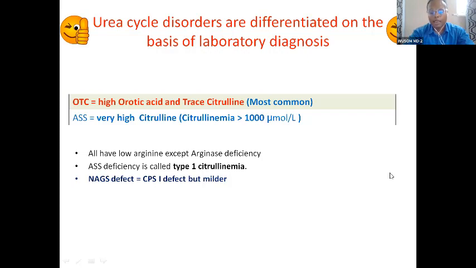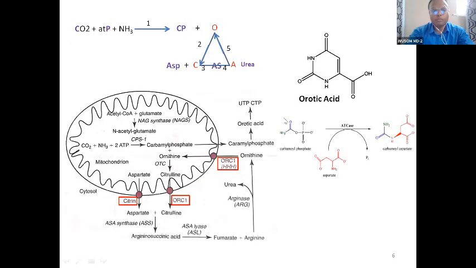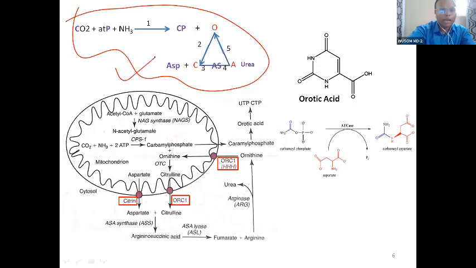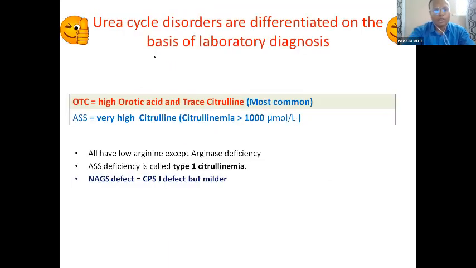OTC, I gave you this so that you will not have to work too much. I have given you memory tactics, how to memorize. Just use them and remember this. This is a very, very important disorder. OTC deficiency: high orotic acid plus trace citrulline. OTC, TC for trace citrulline, O for orotic acid.